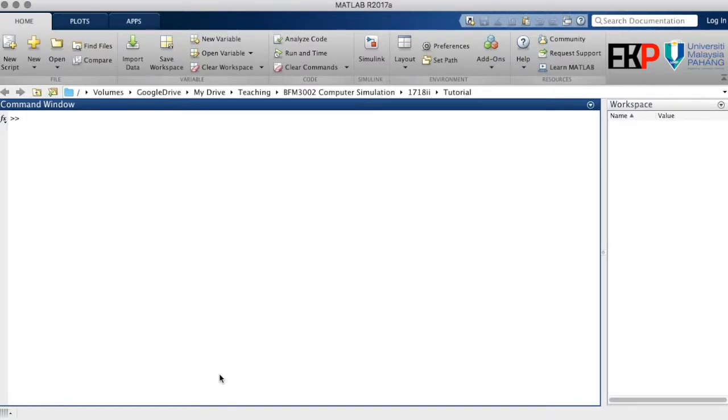The other built-in functions calculate the dot product and cross product of vectors. For example, we have two vectors, vector A and vector B. So we can calculate the dot product of these two vectors by typing in dot A comma B, and we'll get the answer of 26. Dot product will produce a scalar value. And we can also calculate the cross product of A and B by typing in cross A comma B, and we will get another vector as the result of the cross product of A and B.